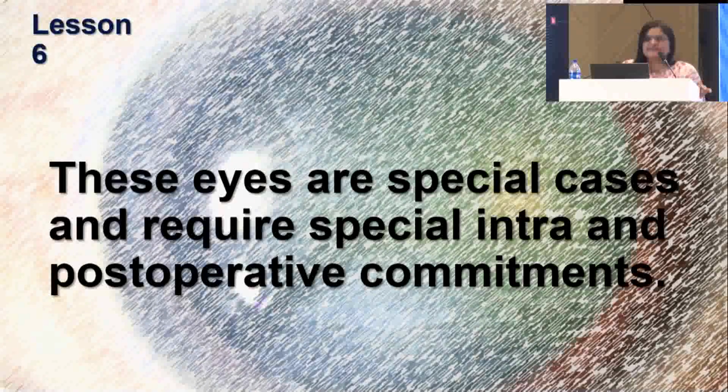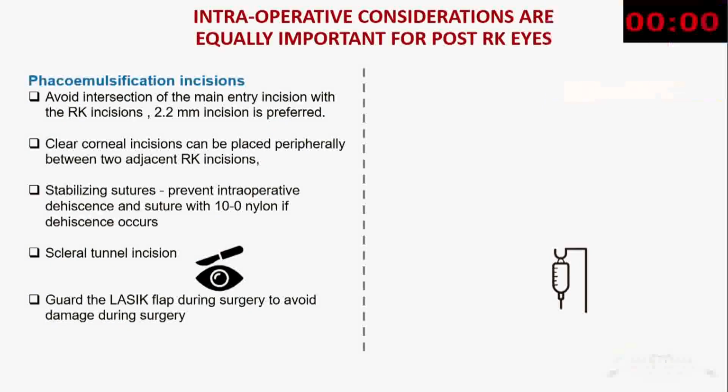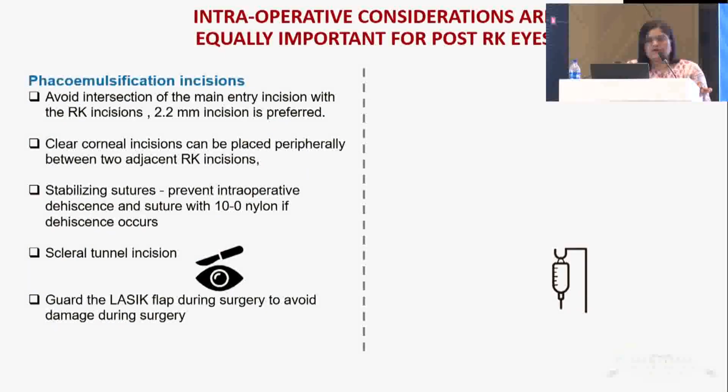Now lesson number 6. These are special cases and they have to have special intraoperative and postoperative commitments. We have to avoid the intersection of the main entry, and a 2.2 or 2.24 incision can be preferred, and clear corneal incisions can be placed peripherally between the two adjacent arcuate incisions.